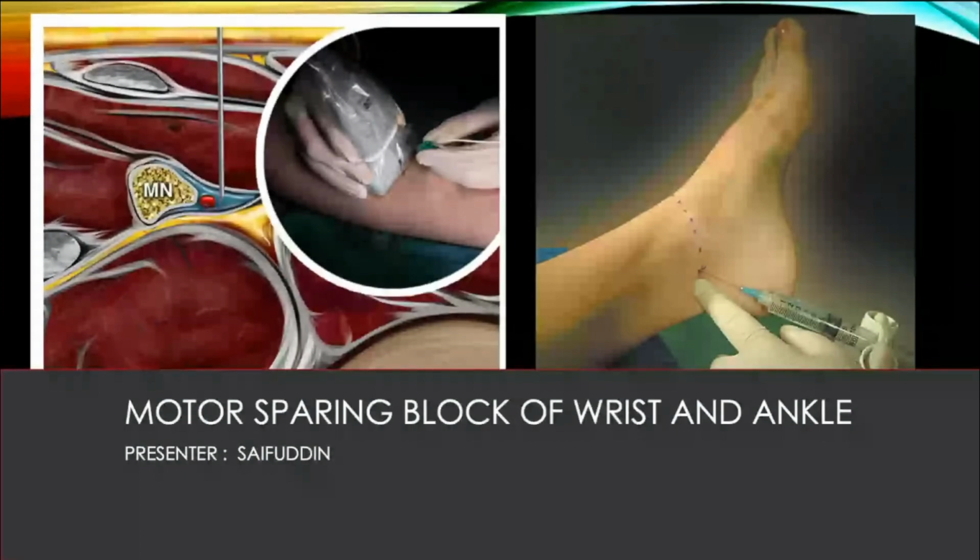So today we are very grateful to have Saifuddin to talk to us regarding motor sparing blocks of the wrist and ankle. Now to be fair, we as anesthetists are probably not going to do much of wrist and ankle blocks, but there are still some benefits to knowing the techniques, even though they are not generally applicable. Okay, without further ado, Saifuddin.